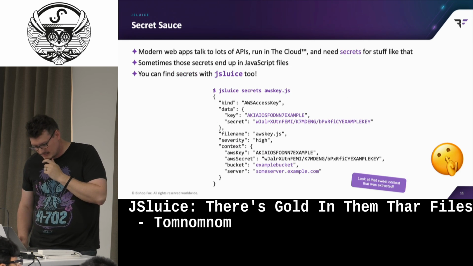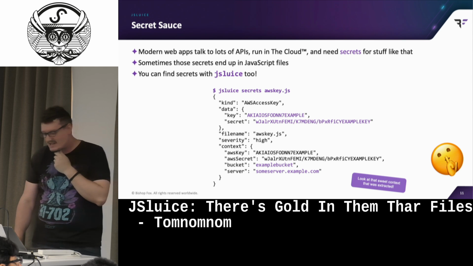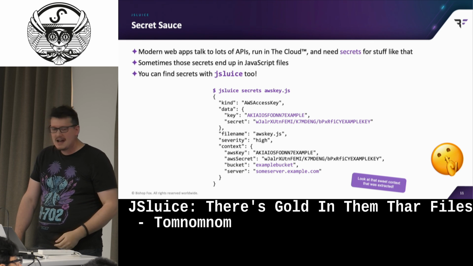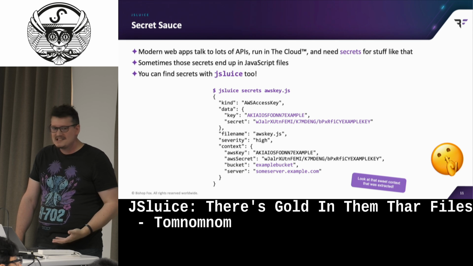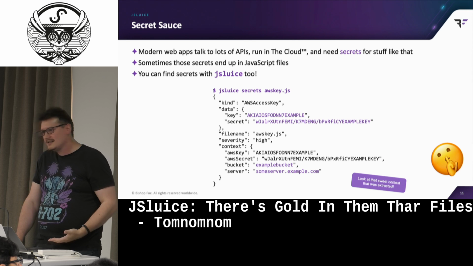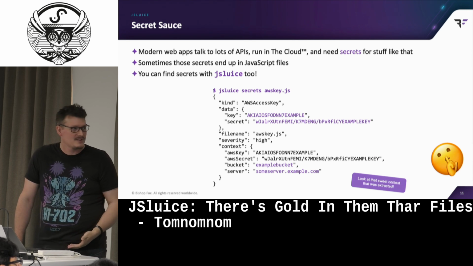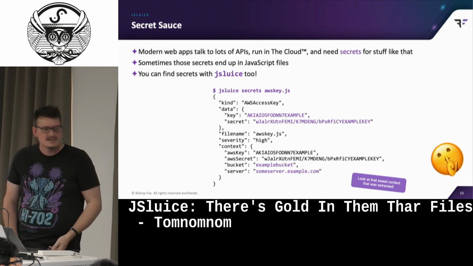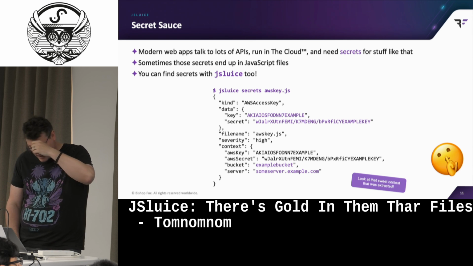The other thing jsluice can do is find secrets. Modern web apps talk to lots of APIs. They run in the cloud. And that means you need secrets for them. Modern JavaScript applications are also incredibly complicated. And that means they have complicated build processes, which are often kind of opaque. You don't really know 100% which JavaScript files are going to be included in the source. Turns out it'd be really easy to accidentally include a bit of infrastructure code. Something that's got your AWS keys in it, or your GCP keys in it, or something like that.